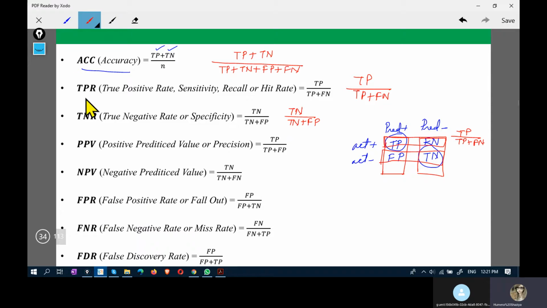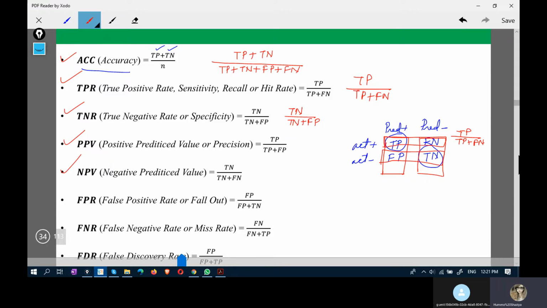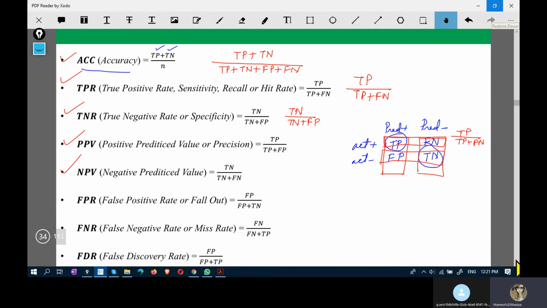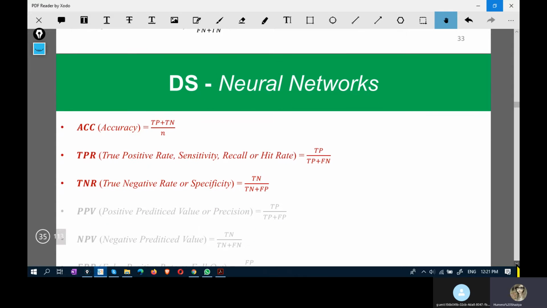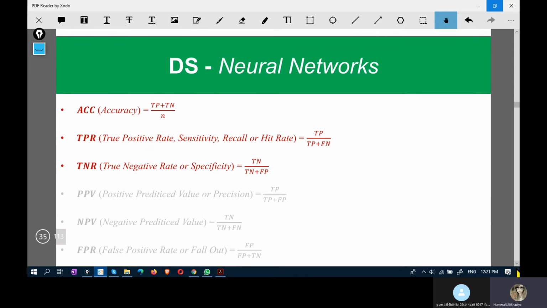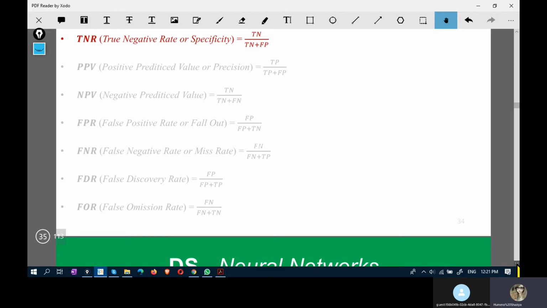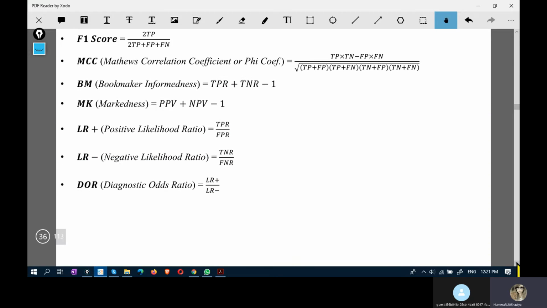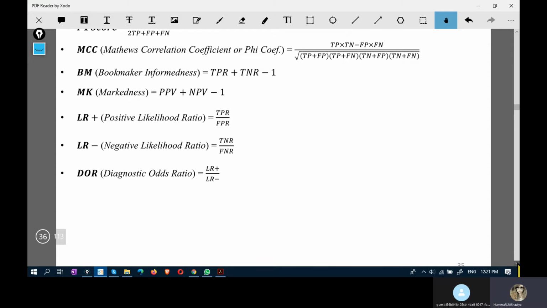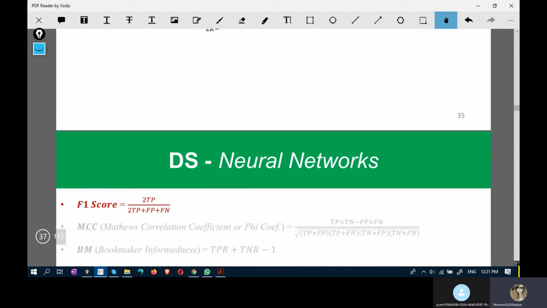This one and this one are important. We can omit those ones. Others, whatever we discuss, they are important. You have to learn them. These are also not quite relevant for us.